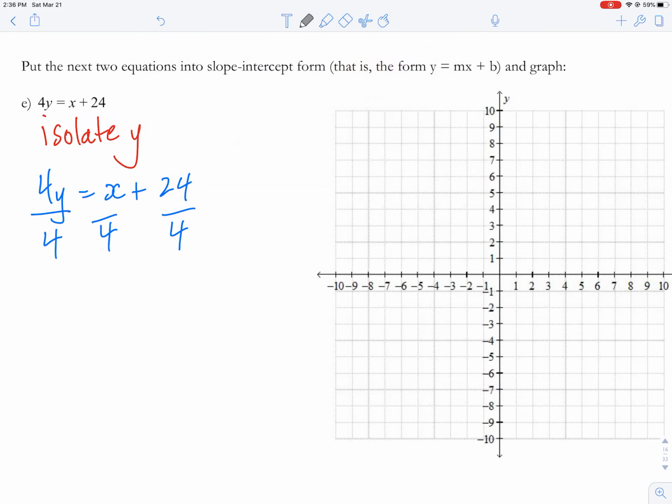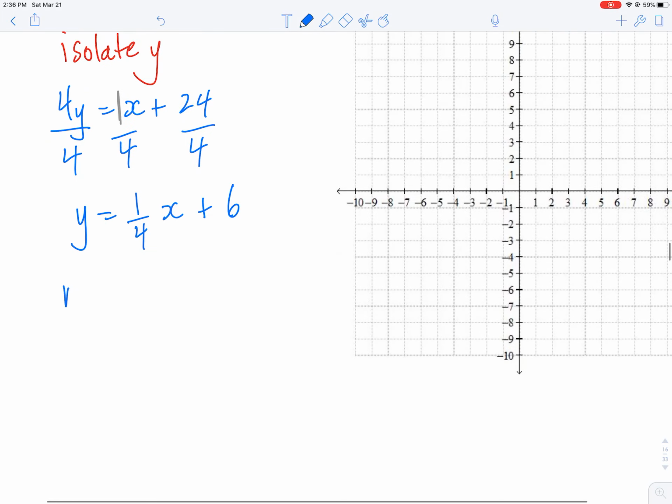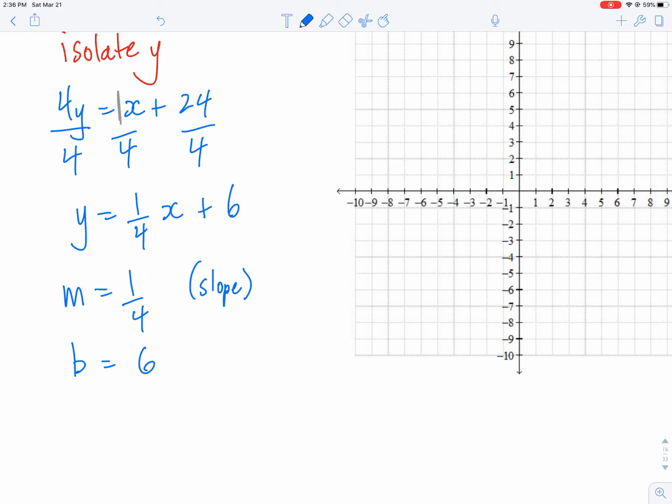And just a reminder that the coefficient in front of your x, when there's nothing there, it's not nothing, it's actually a 1. So we get y equals 1/4 x plus 6. That means my slope is 1/4. That's the slope. And my b equals 6. Remember I said b and 6 can look the same, so be careful.